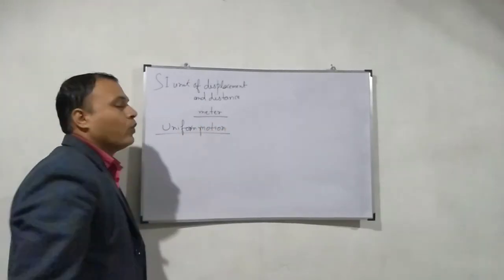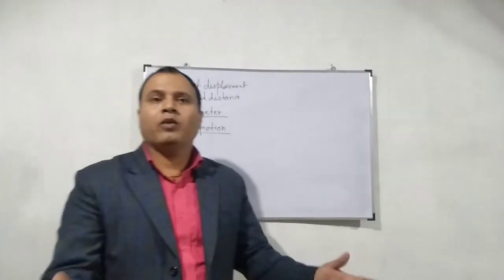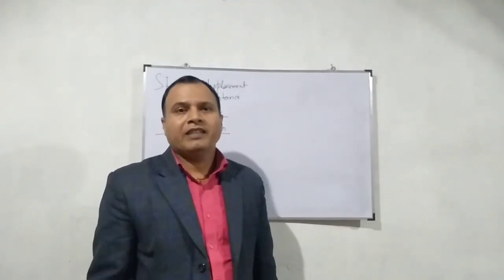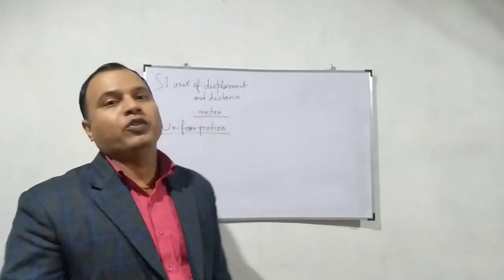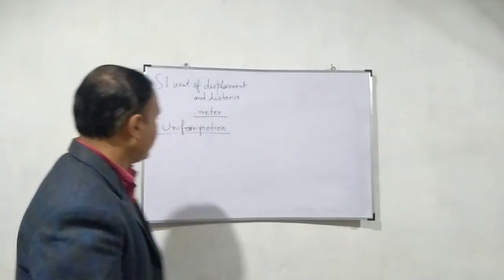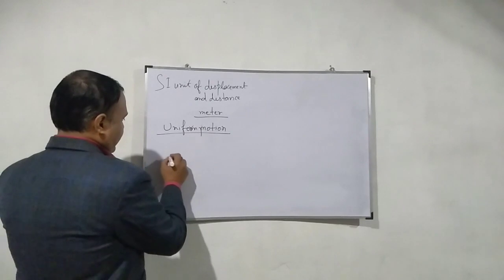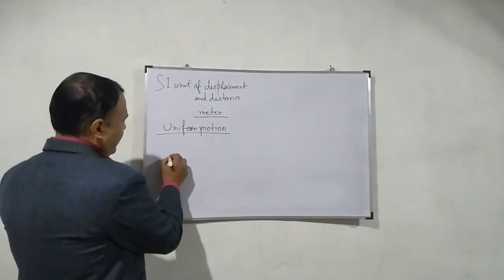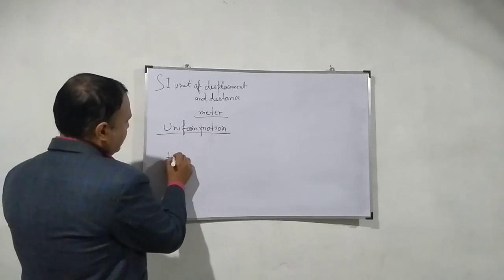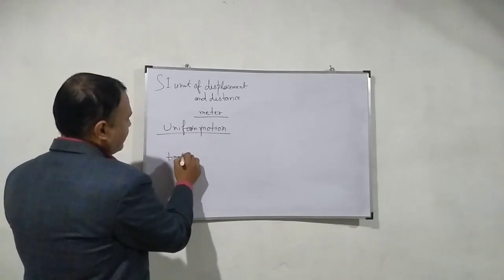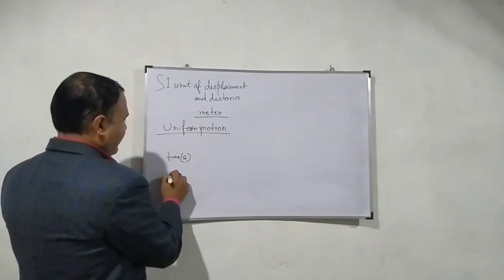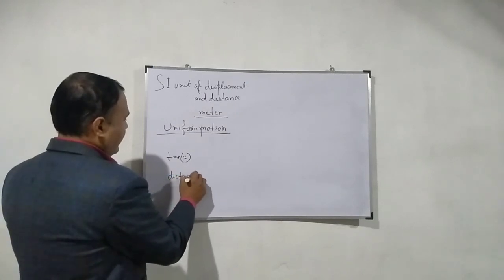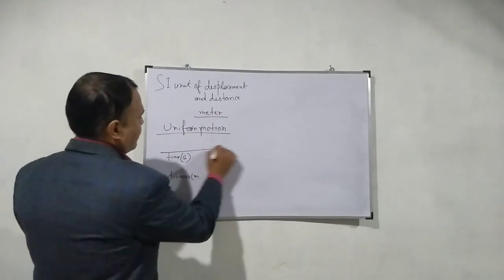First of all, what is uniform motion? If any object covers equal distance in equal interval of time, then that object is said to be in uniform motion. Suppose any object travels equal distance in equal interval of time, so time in seconds and distance in meters.